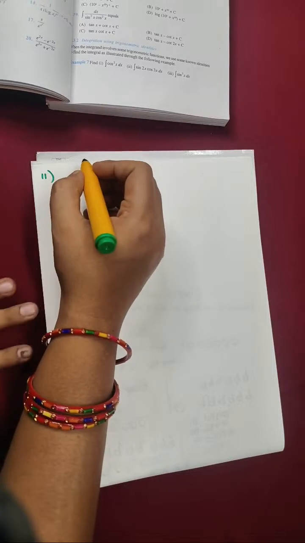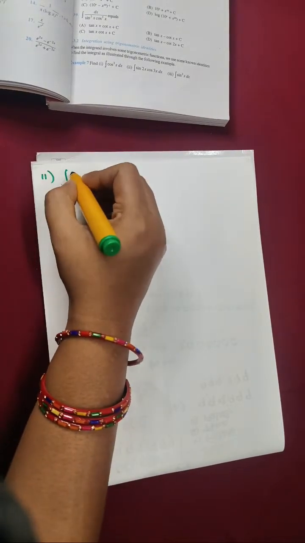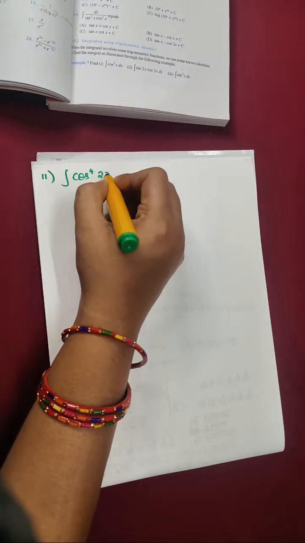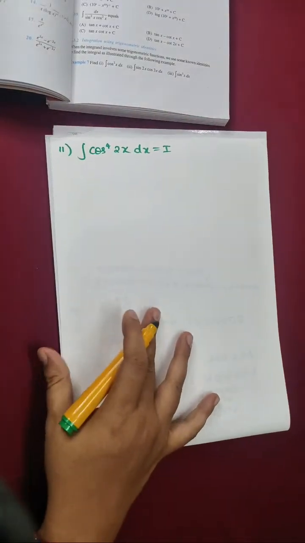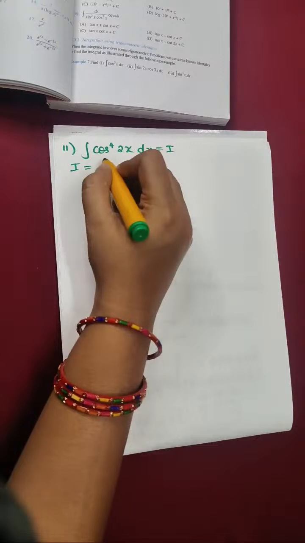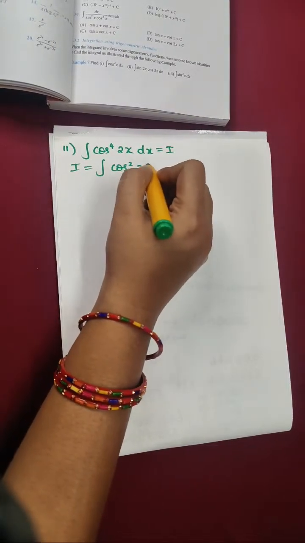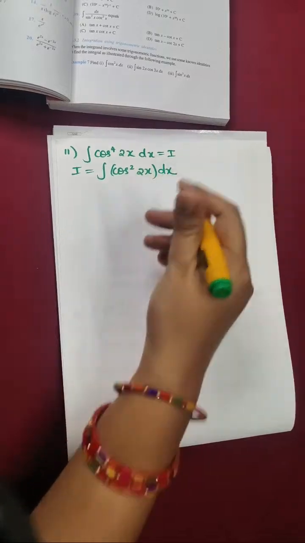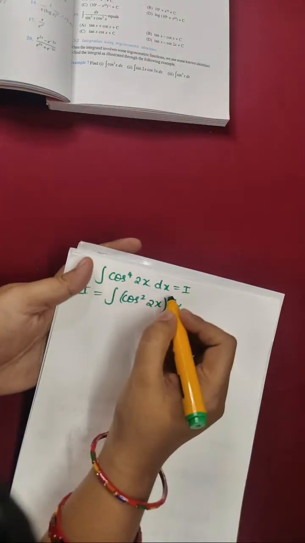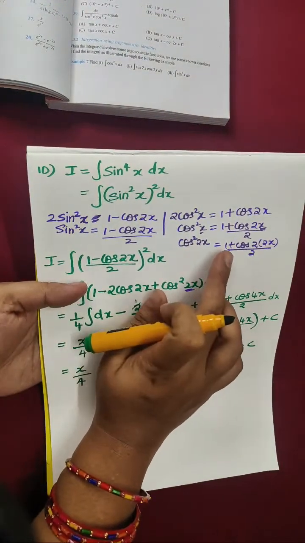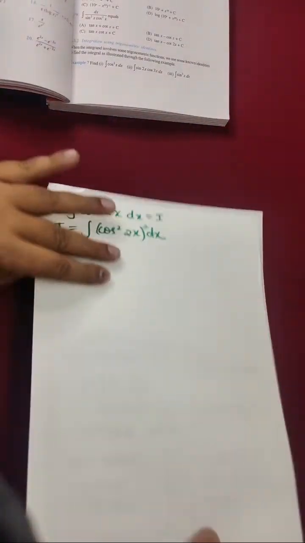Cos power 4x. Instead of cos power 4x, we have it as cos power 4 of 2x, that you take as I as usual. The same process. We are replacing this cos power 4 of 2x as cos square 2x the whole square dx. And what is the formula we have substituted here? The same thing. Cos square 2x, isn't it? So we have cos square 2x the whole square, and for cos square 2x only we have derived the formula here, that is 1 plus cos 4x by 2.